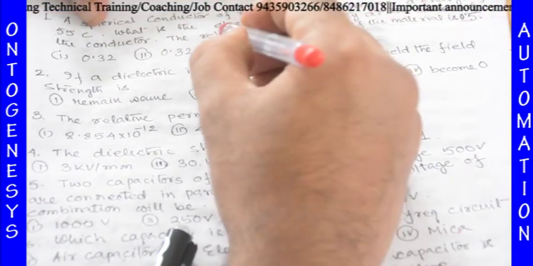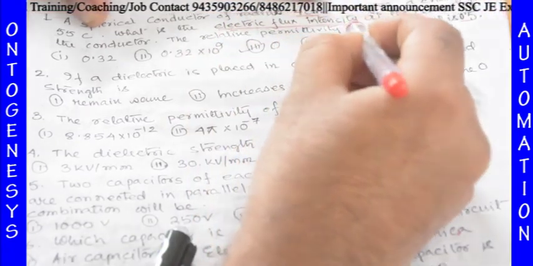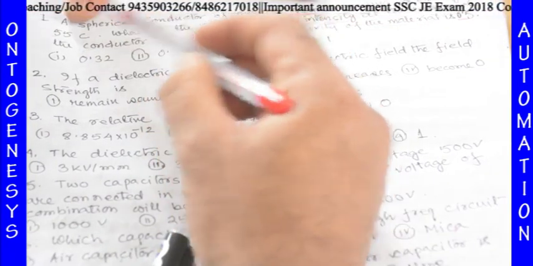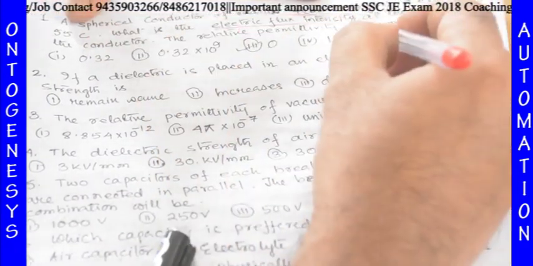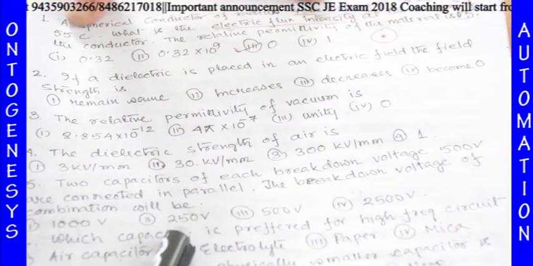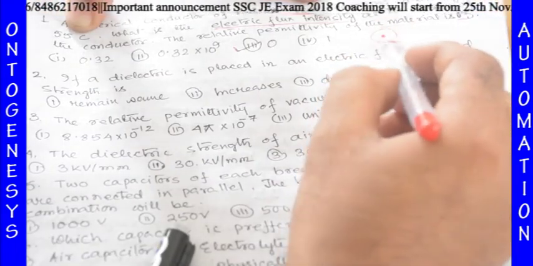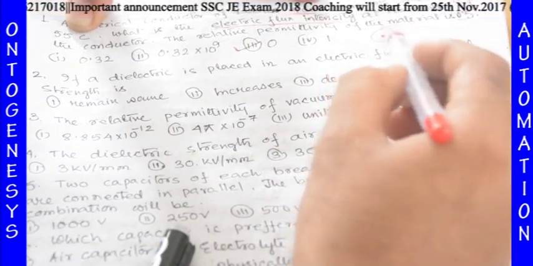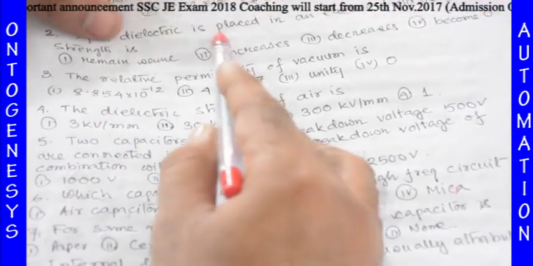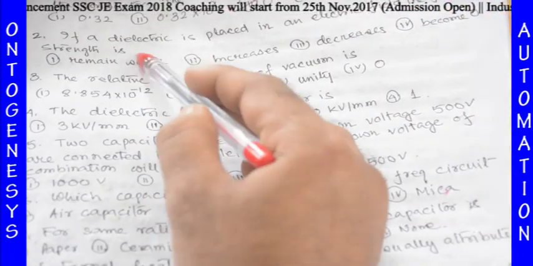But see what we need to evaluate. It is electric flux intensity, and where it is a spherical conductor at the center. So spherical conductor at the center, it is always zero, isn't it? Because charges are always on the surface, at the center it is zero.